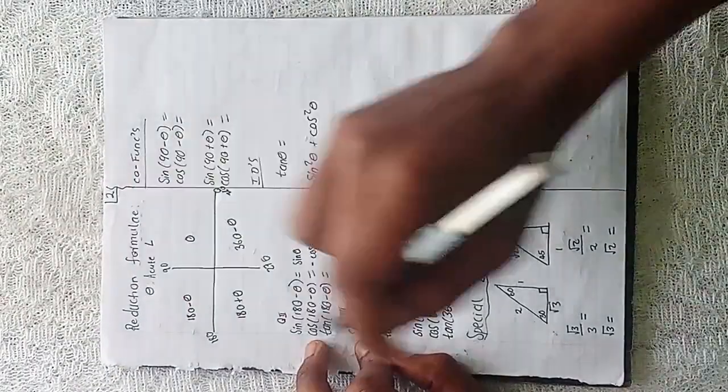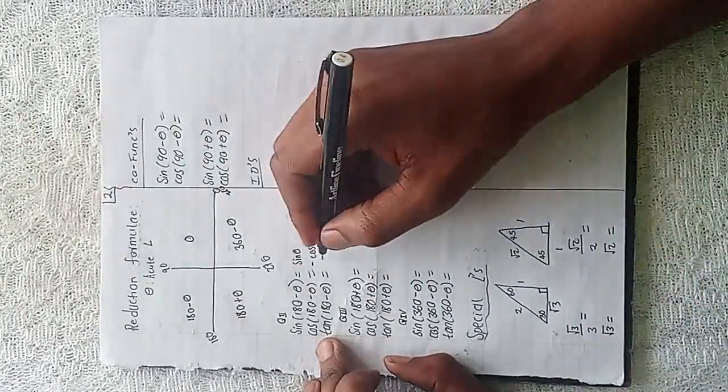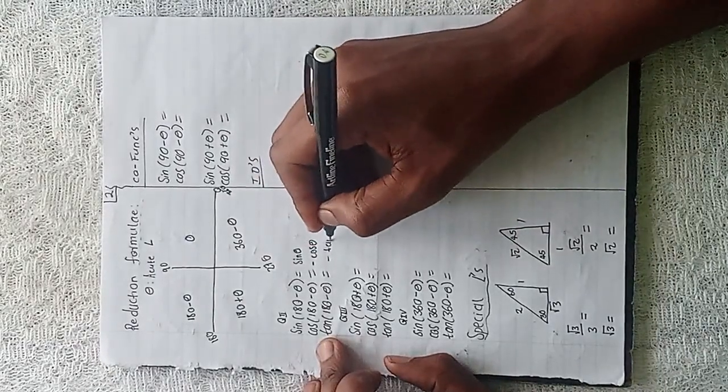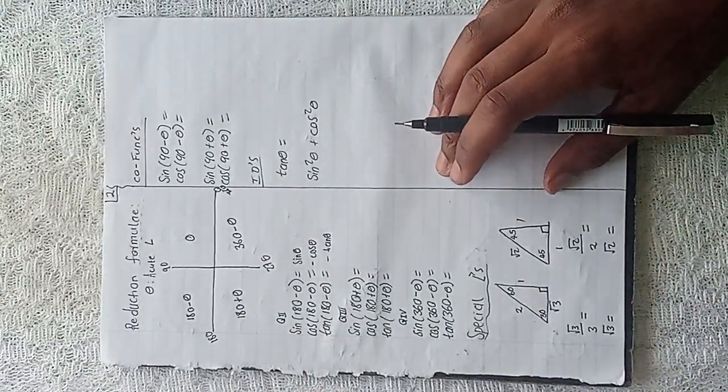Cos will be negative cos theta, because in quadrant 2 it's only sine that's positive. What about tan? Tan would be negative tan theta. Tan is negative in quadrant 2. It's only sine that's positive in quadrant 2.